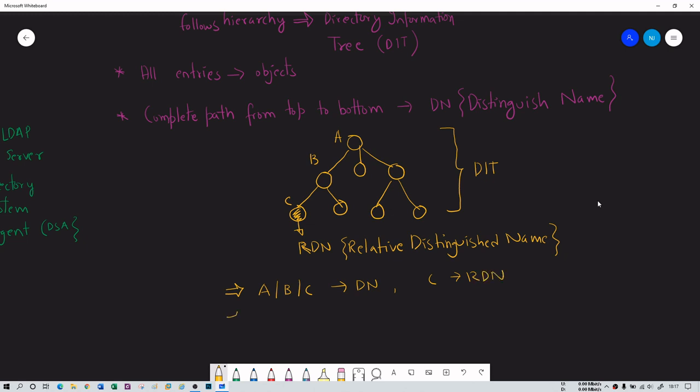Another example, if I give you here, it's something like this. Apologies for this arrow. It's not good, but I'll try my best. Let's say I have a path, /etc/foo/example.txt, that follows a tree structure. Then this whole thing is basically known as DN, the distinguished name, and example.txt is the RDN. All right, I hope now it is clear.